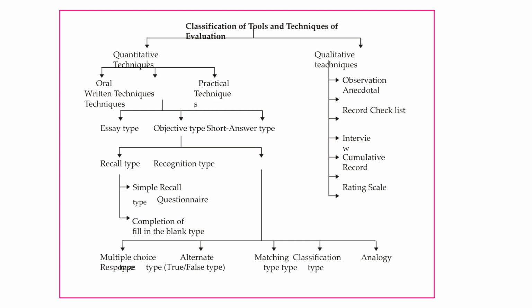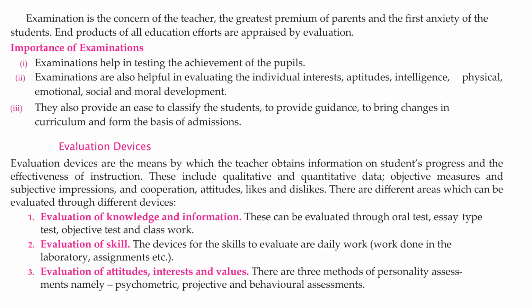Evaluation tools and techniques are classified into quantitative and qualitative. Quantitative techniques include oral, written, essay, objective, short answer, and practical tests. Objective types further divide into recall and recognition types, leading to various item formats. Qualitative techniques include observation, checklists, interviews, and rating scales.